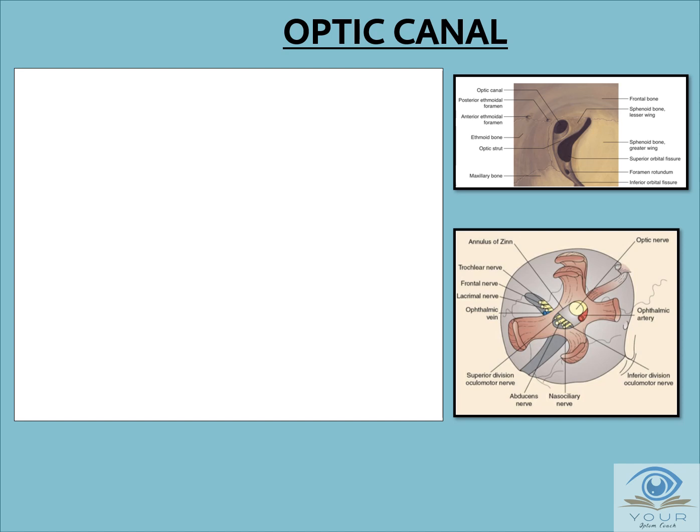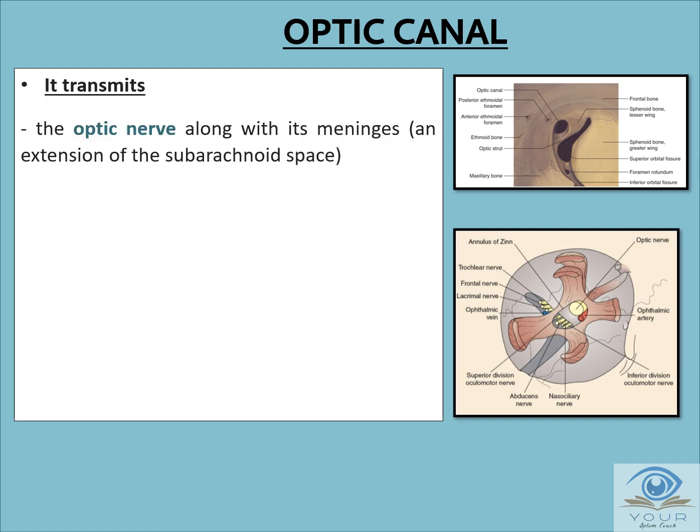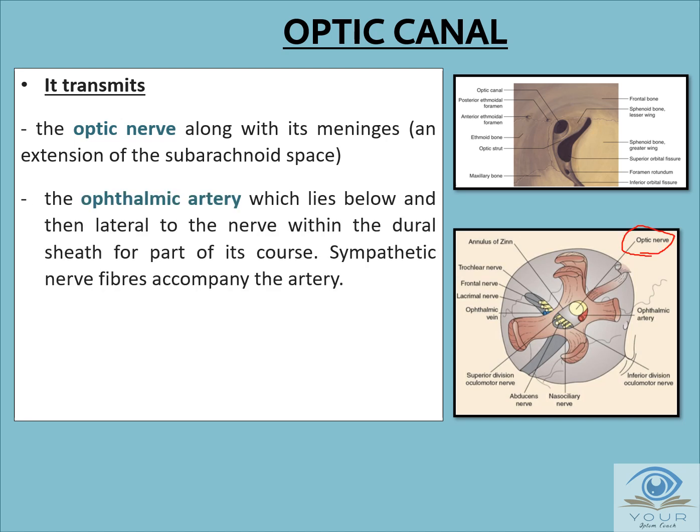It transmits the optic nerve along with its meninges, which is an extension of the subarachnoid space. So this is the optic nerve and the ophthalmic artery. So this is the optic canal, and the optic nerve and ophthalmic artery pass through it. Now the ophthalmic artery lies below and then lateral to the nerve within the dural sheath for part of its course. Sympathetic nerve fibers accompany the artery. This is another important point.